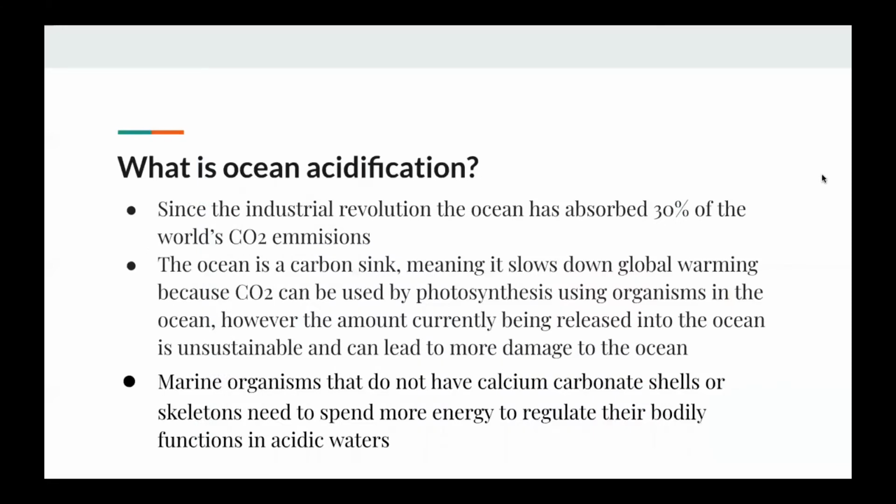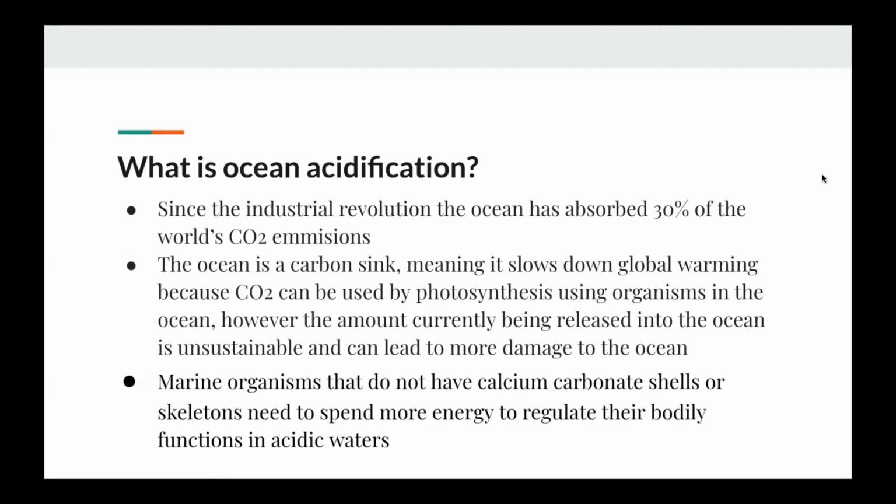So, more on ocean acidification. Since the Industrial Revolution, the ocean has absorbed about 30% of the world's CO2 emissions. The Industrial Revolution was when people started to make new technology and new machines to make tasks a lot easier. And the ocean is a carbon sink, which means that it slows down global warming because CO2 can be used by photosynthesizing organisms in the ocean, but the amount currently being released into the ocean is unsustainable and can lead to more damage to the ocean.